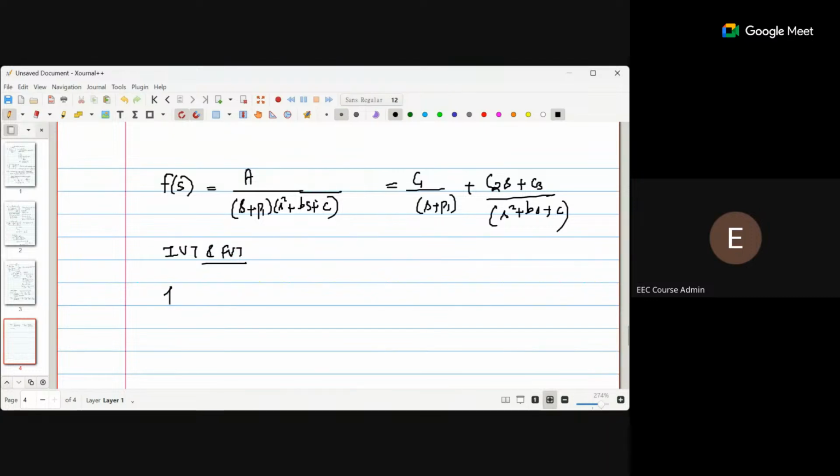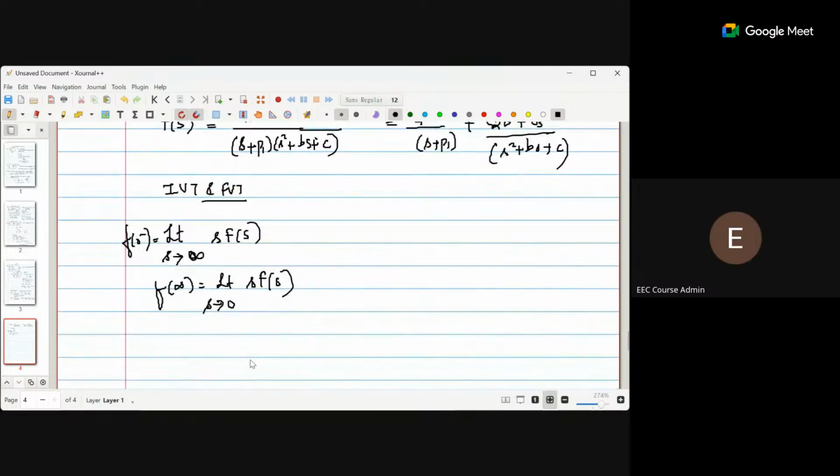That means the initial value f of 0 minus will be limit s tending to infinity, s into F of s, and the final value will be limit s tending to 0, s into F of s. So finding the initial and final value, all these things are in connection with the Laplace. Then coming to week 6 and 7, maybe I can just do one or two diode problems.